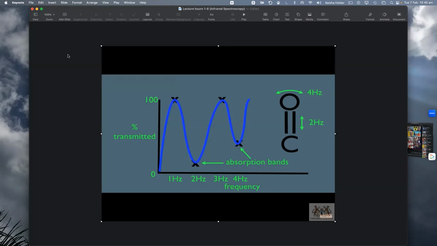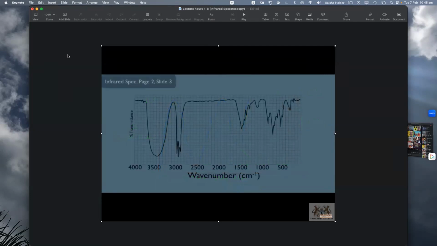However, let's look at an actual IR spectrum. This right here is the real deal. Notice on the y-axis here, you do have the same thing, the percent transmitted. And notice we also have absorption bands that look like this. Sometimes they're broad like this here. Sometimes they're narrow. And sometimes they're, well, in between. But what I want to point out here is that in the actual IR spectrum, they don't put frequency on the x-axis, they put wave number instead. There's a good reason for this, but it's beyond this lecture at this point.